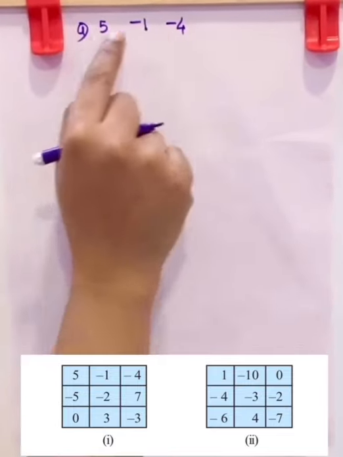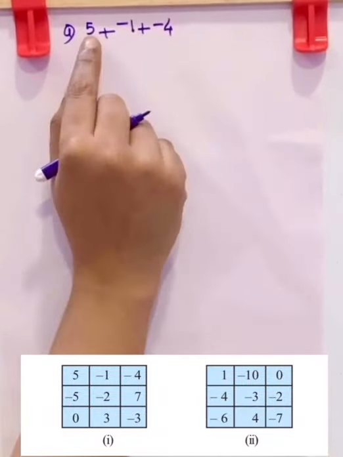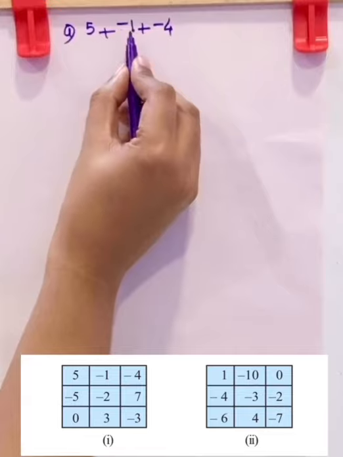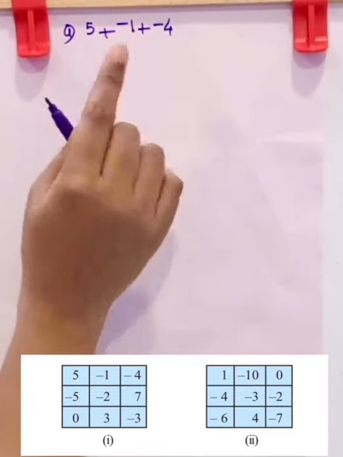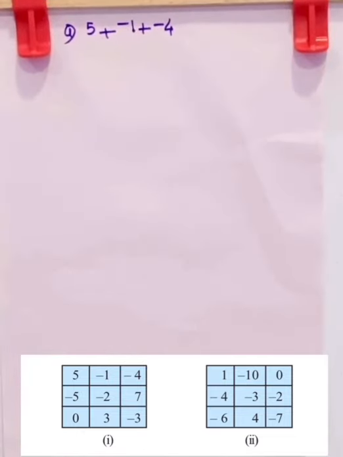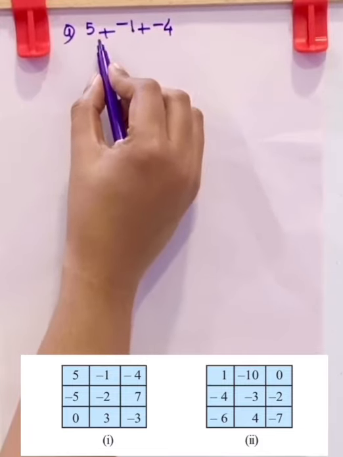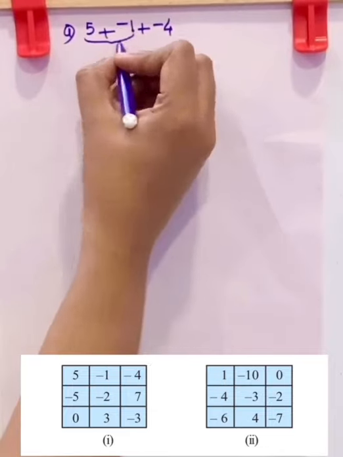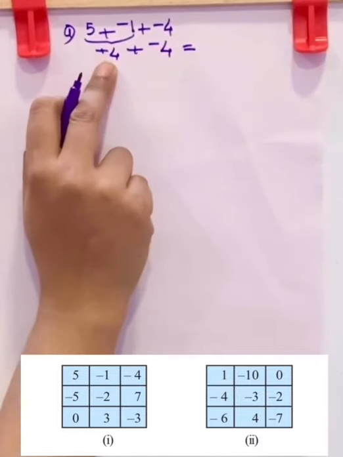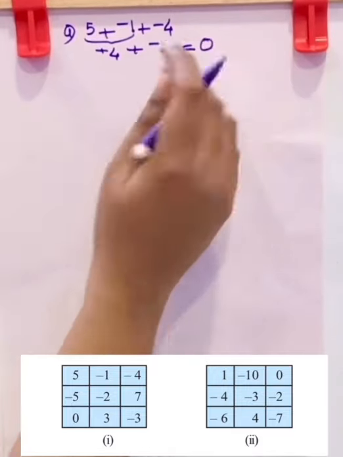Now, we want to find the sum here. Now, 5 plus minus 1: 1 is subtracted from 5, that is 4, and the greater number's sign is 5's, plus. So, the answer will be plus 4 here. This is plus 4 plus minus 4. The answer is 4 and minus 4 are additive inverse. So, the answer will be 0.